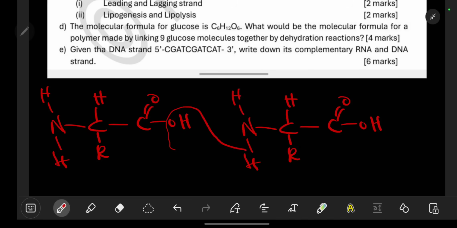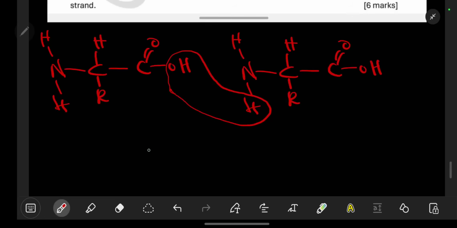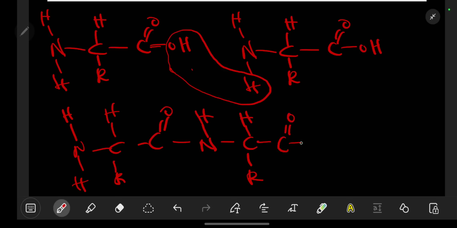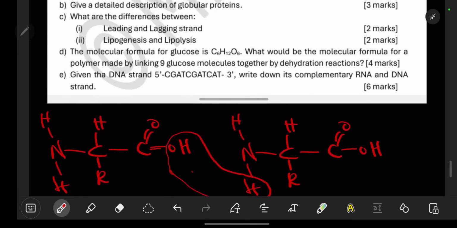So this whole thing will be taken like that to release water, because this is a dehydration reaction, to form C double bond O there, C, our H, we have our R, we have our N, we have our H, we have our H. So since this has been taken, this will bond with nitrogen. Then we have H, we have our C, we have our H, we have our R, we have our C double bond O, we have our OH. So this is how the reaction takes place.